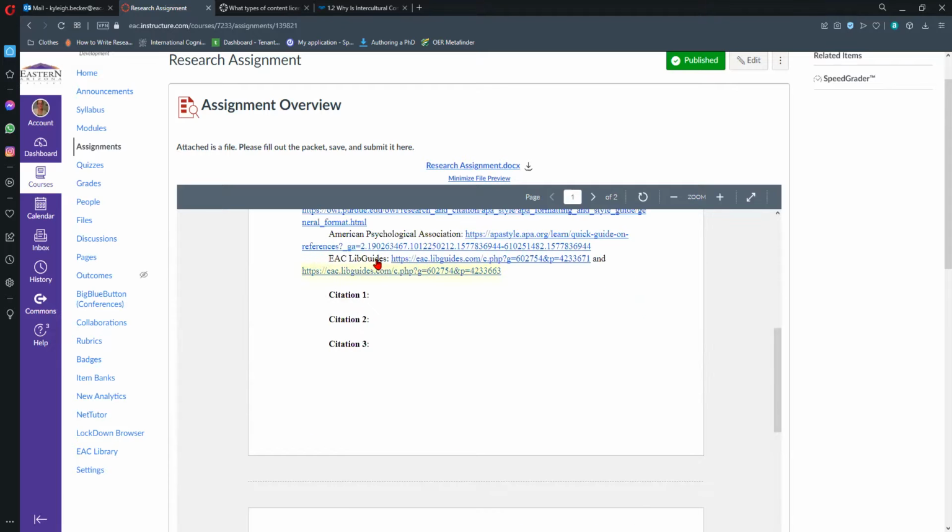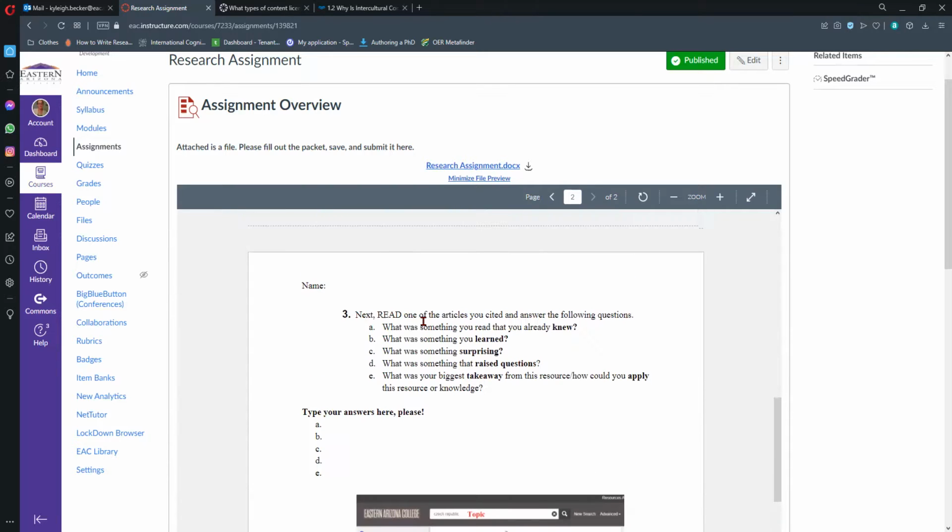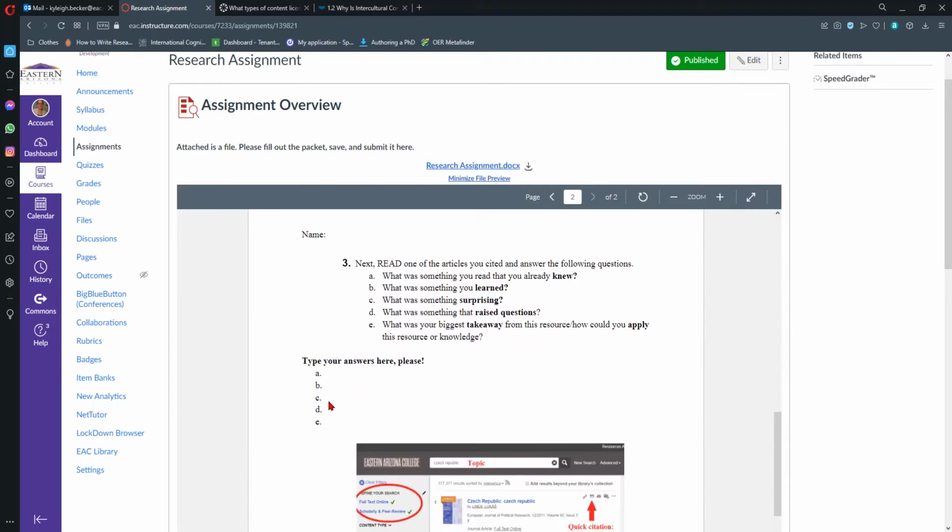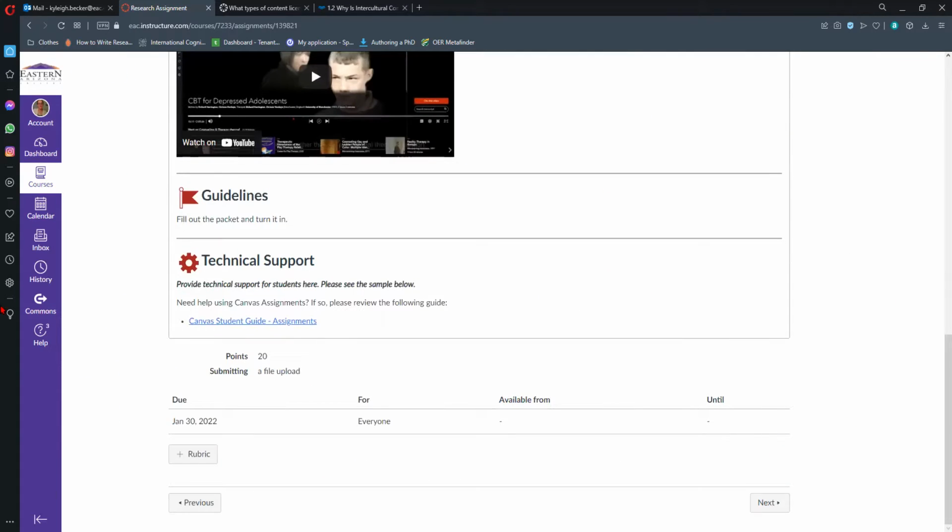And then you're going to read one of these articles that you have cited and answer these five questions. So something that you read that you might have already known, something that you learned, something that was surprising to you. Was there anything in there that raised questions? And then what was your biggest takeaway or how you could actually use this resource? So once again, there's that video.